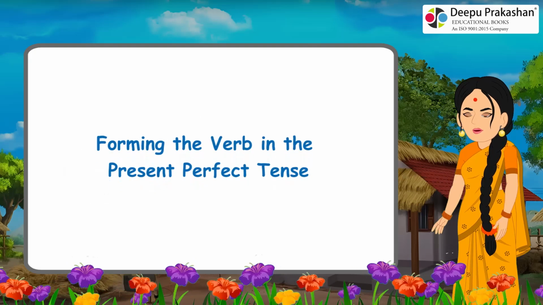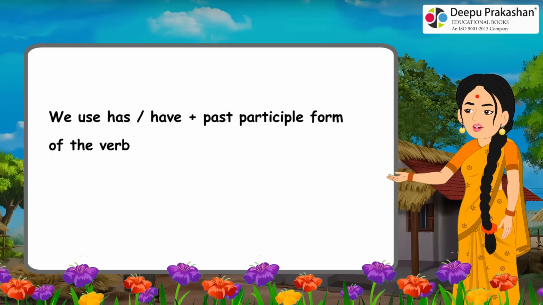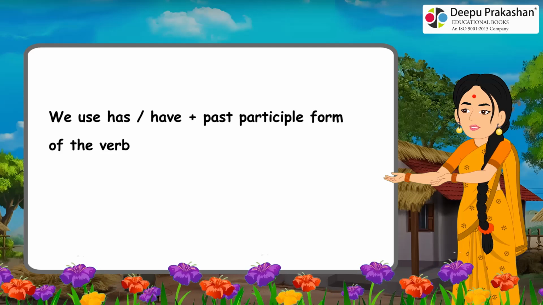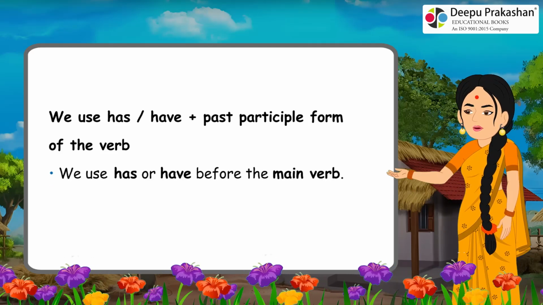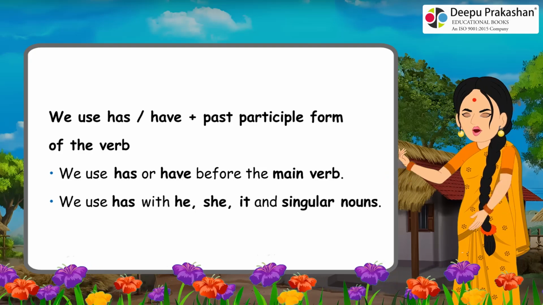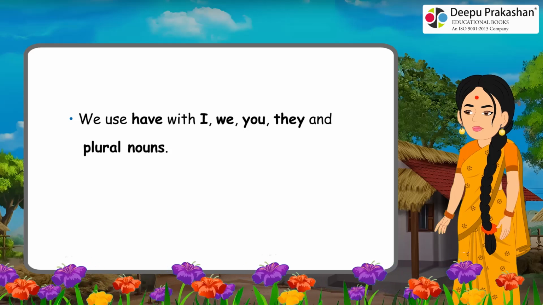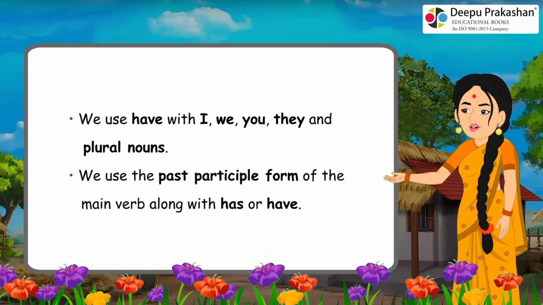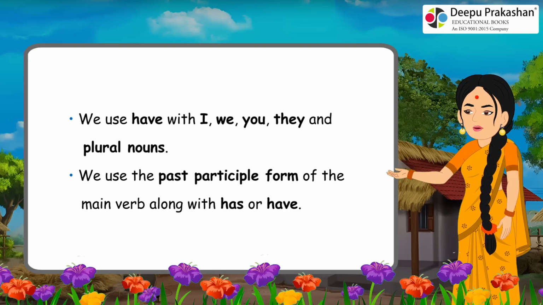Forming the verb in the present perfect tense. We use has or have plus the past participle form of the verb. We use has or have before the main verb. We use has with he, she, it and singular nouns. We use have with I, we, you, they and plural nouns. We use the past participle form of the main verb along with has or have.